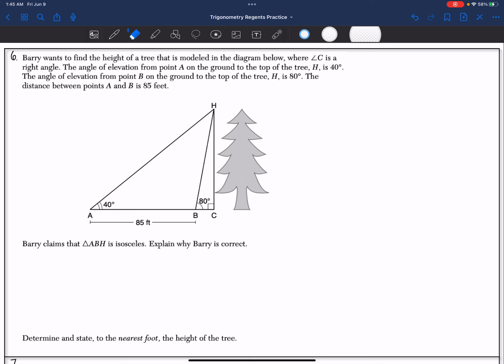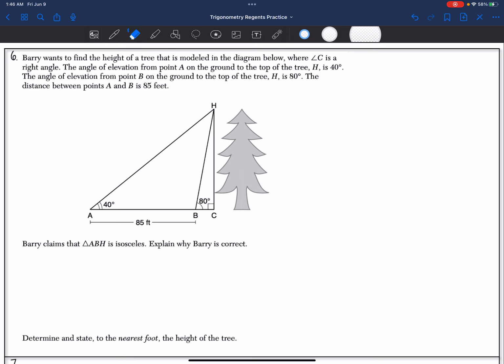All right, so we're back and we're on number 6. Barry wants to find the height of a tree that is modeled in the diagram below, where angle C is a right angle. The angle of elevation from point A on the ground to the top of the tree, H, is 40. And the angle of elevation from point B on the ground to the top of the tree is 80. And then the distance from A to B is 85 feet.